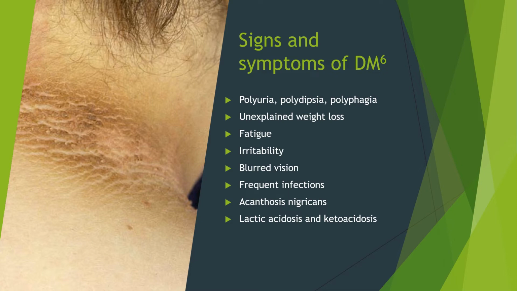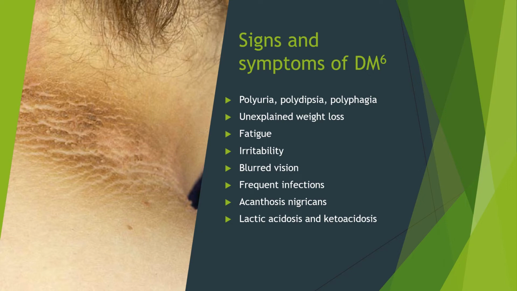That is polyphagia. Unexplained weight loss is generally going to come later on, after your body is just incapable of storing body fat and it's not really listening to insulin. That's more of a condition or symptom that happens deeper into the type 2 diabetes diagnosis. Fatigue, irritability, blurred vision, frequent infections because the immune system is impaired, because you have all of these immune cells infiltrating fat and adipose tissue and causing inflammation.